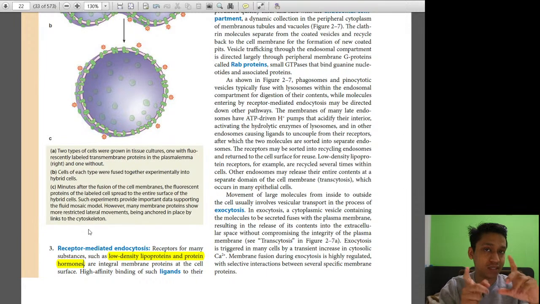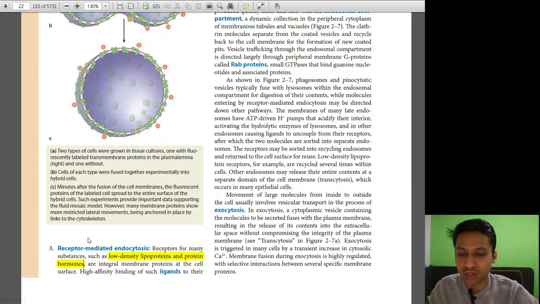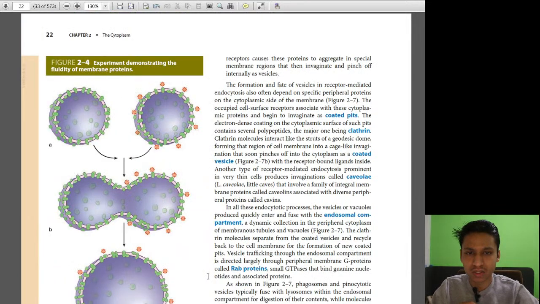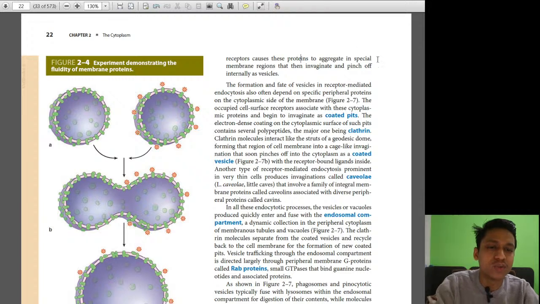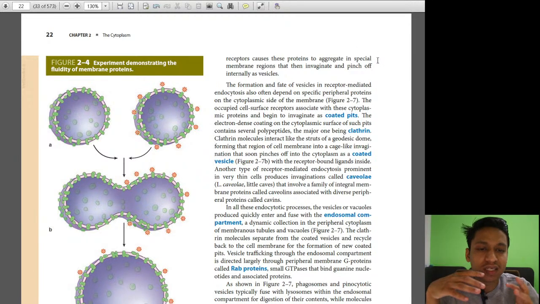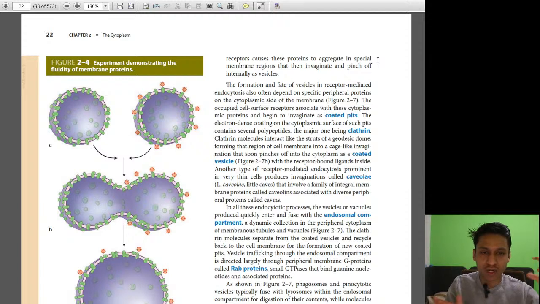We read what receptors are. Receptors are integral proteins which are responsible for cell adhesion, cell recognition, and response to protein hormones. Here we are talking about those protein hormones. They are integral membrane proteins, as I said, at the cell surface. High affinity binding of such ligands to their receptors causes the proteins to aggregate in special membrane regions that invaginate and pinch off internally as vesicles. So we have receptor proteins, a protein hormone comes, gets bound to this special membrane protein and pinches off internally as a vesicle.